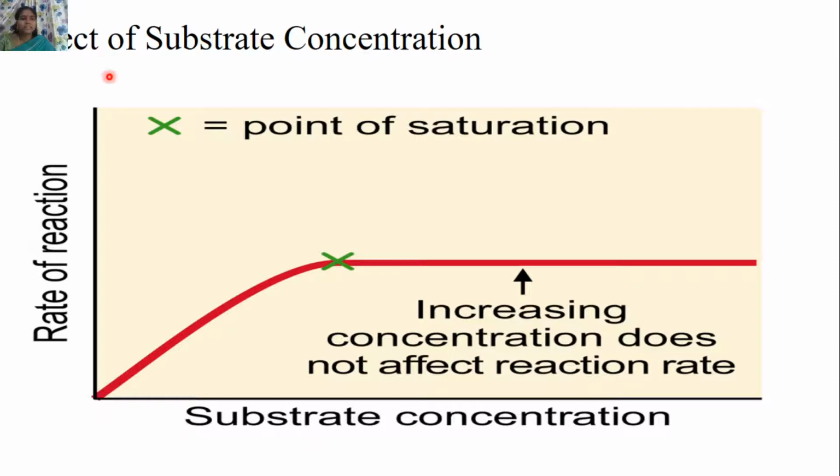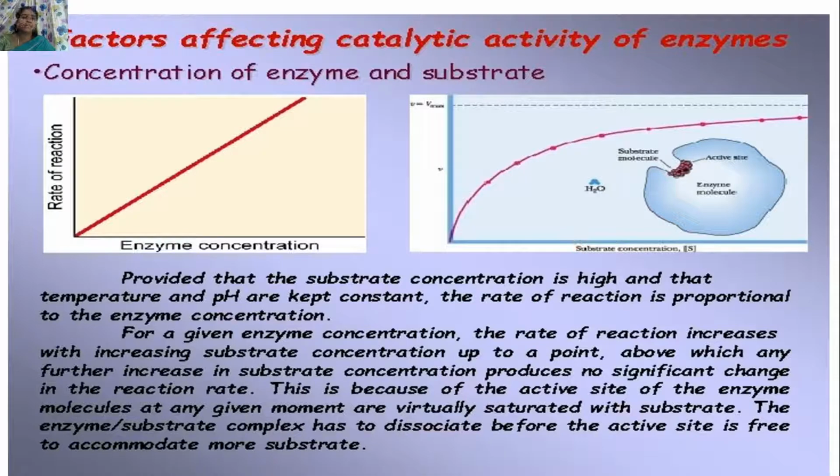As I explained in the previous slide, the effect of substrate concentration: the rate of reaction increases along with the substrate concentration until the increase in concentration does not affect the reaction rate, and that point we call the point of saturation. That means until all the active sites of the enzymes are bound, the rate of reaction increases. After that, substrate molecules will be available, but there are no binding sites, so it leads to the point of saturation. The reaction then becomes constant and does not affect the reaction rate. We'll study that in the Michaelis-Menten equation.